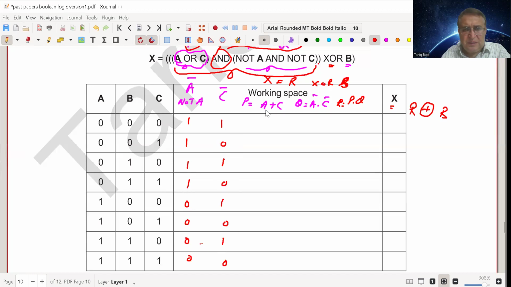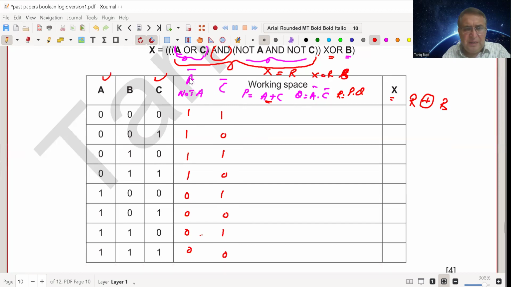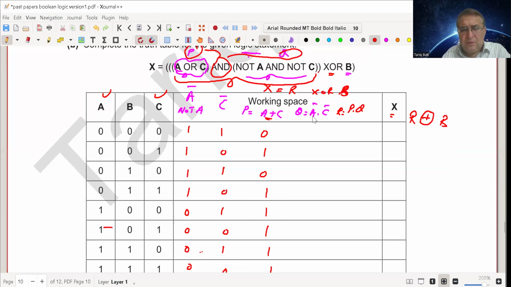Next P, which is A or C. So you have to OR these two columns. Fine. The OR gate output is 0 only when both of its inputs are zeros. So here 0. Here one of the inputs is 1, so output is 1. Here both inputs are zeros, so 0. Here 1 OR 0 is 1, 1 OR 1 is 1, 1 OR 0 is 1, 1 OR 1 is 1. And that's it.